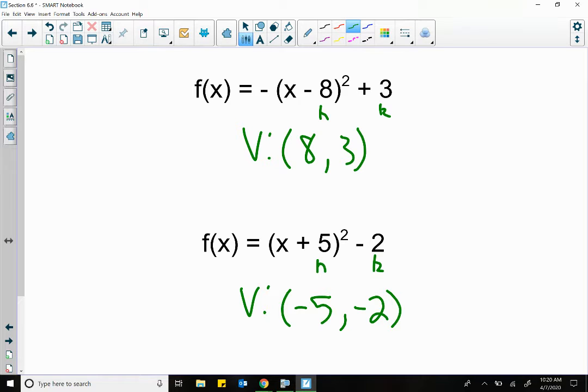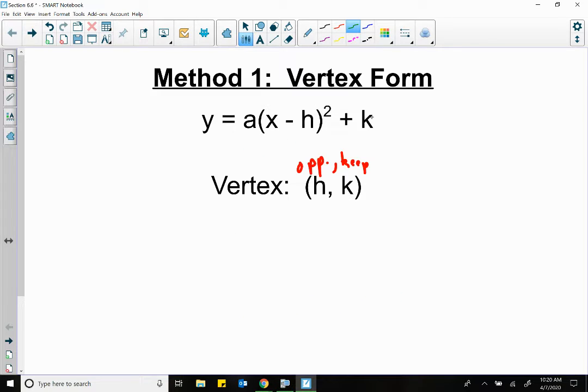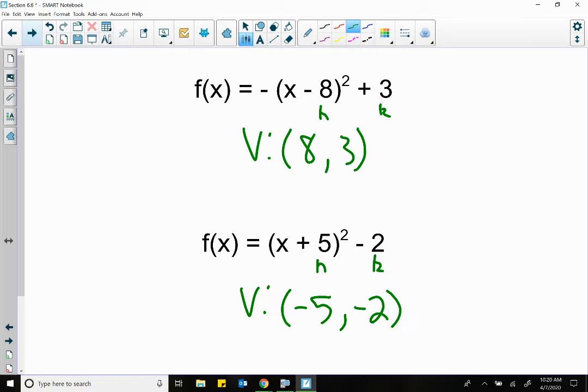If you have vertex form, and it has to look like this, a parenthesis x minus h parenthesis squared plus k. If it doesn't look like that, then we have to go to another method. But as long as you have vertex form, the reason why we call it vertex form is because it gives you the vertex. With the opposite, keep.